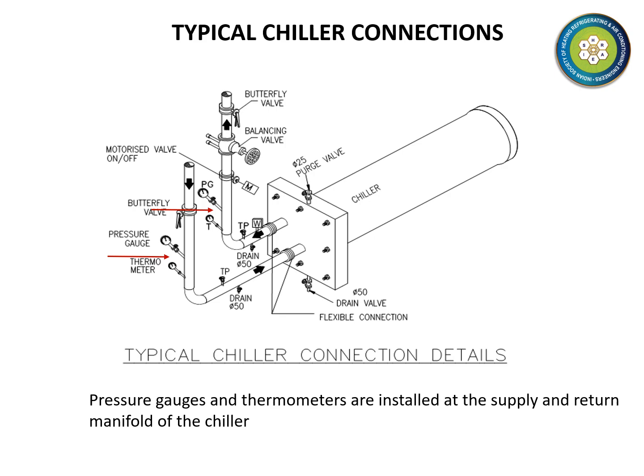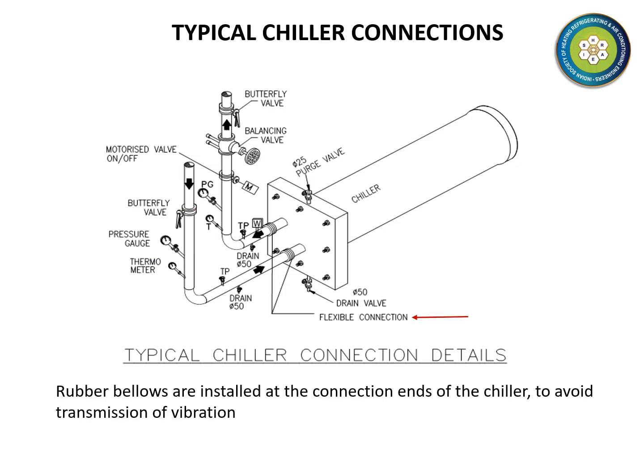Notice the pressure gauges and thermometers installed in the supply and return piping of the chiller. Notice also the rubber bellows at the connection ends of the chiller. These eliminate transmission of vibration from the chiller to the piping.